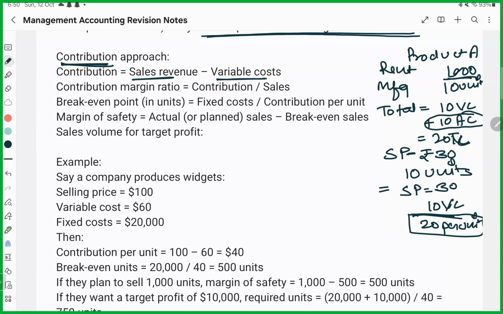How do we calculate the contribution margin ratio? The contribution margin ratio is calculated on the basis of contribution upon the sales. So in this example, it's going to be 20 rupees, the contribution, upon 30 rupees, the selling price. What is the break even point? Break even point is nothing but the contribution per unit. So let's take an example for this.